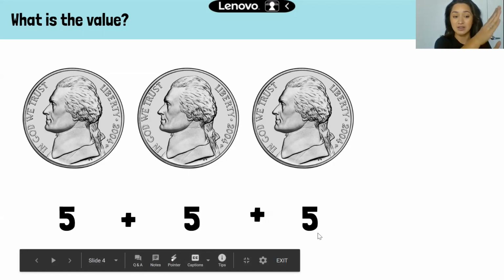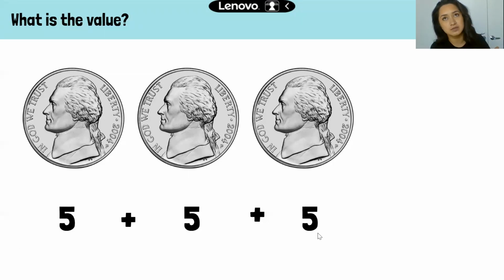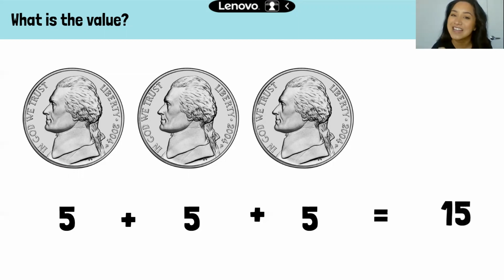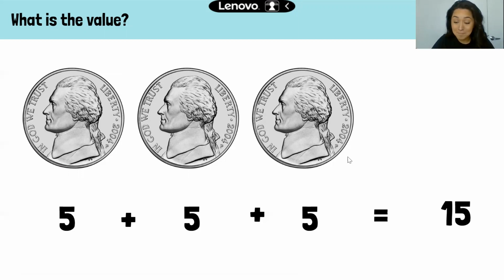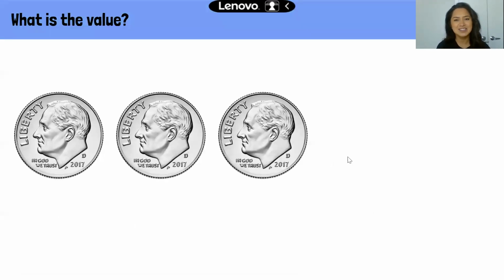We can either count 5 plus 5, which equals 10, or 10 plus 5, which equals 15, or an even easier way to do it is to just skip count by 5s. 5, 10, 15. Easy peasy. Let's look at our next one.